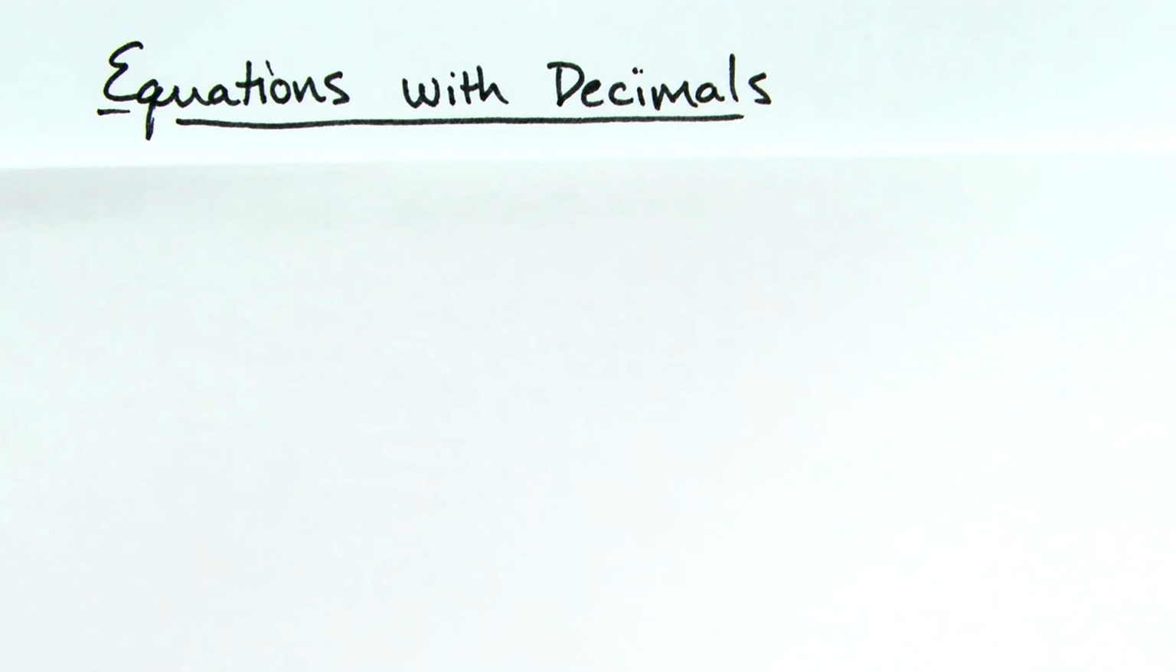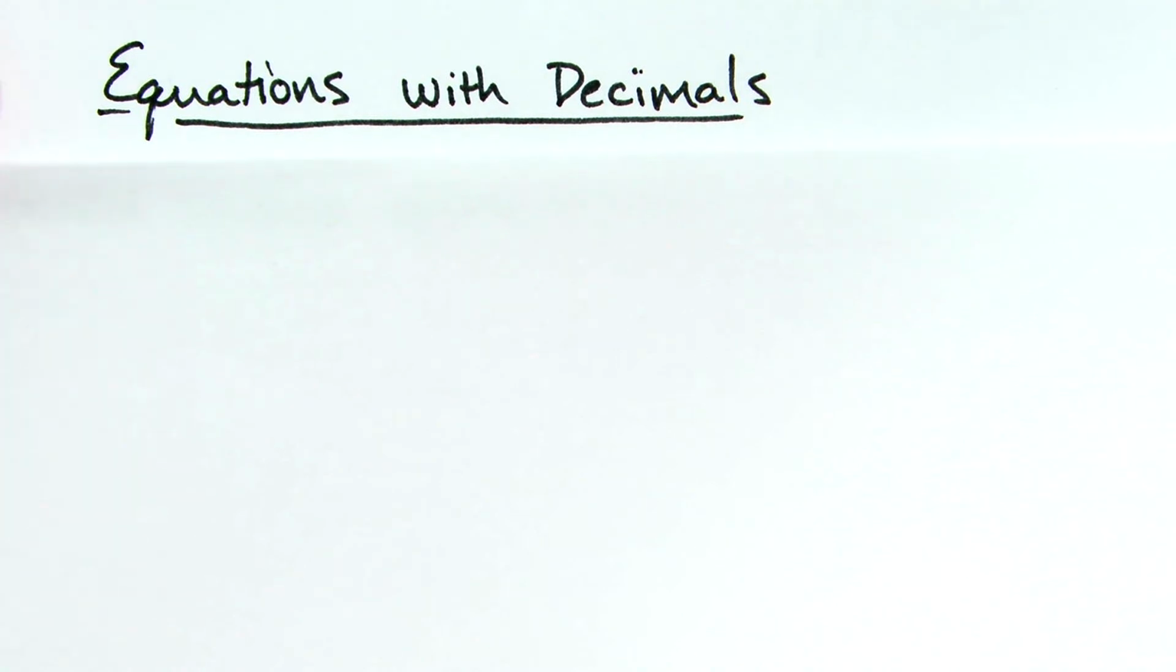All right, here we go. Time to look at equations with decimals. Now, we just finished a chapter where we were solving equations with whole numbers. This is no different, except there's just a little decimal point in there. Not a big deal. The process is the same.